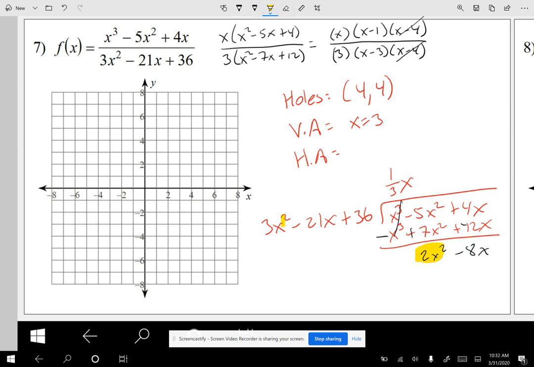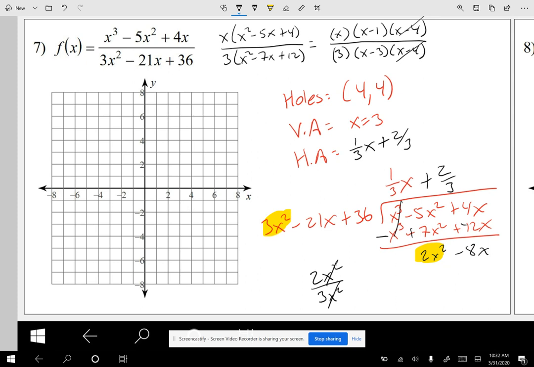Looking at the leading terms, I'm looking at 2x squared divided by 3x squared. The x squareds cancel out, so I get plus 2/3. Once I get a number, even if it's a fraction, once I get a number without an x, I don't have to finish my long division. I'm going to say my horizontal asymptote is going to be 1/3 x plus 2/3. That line is a little slanted.